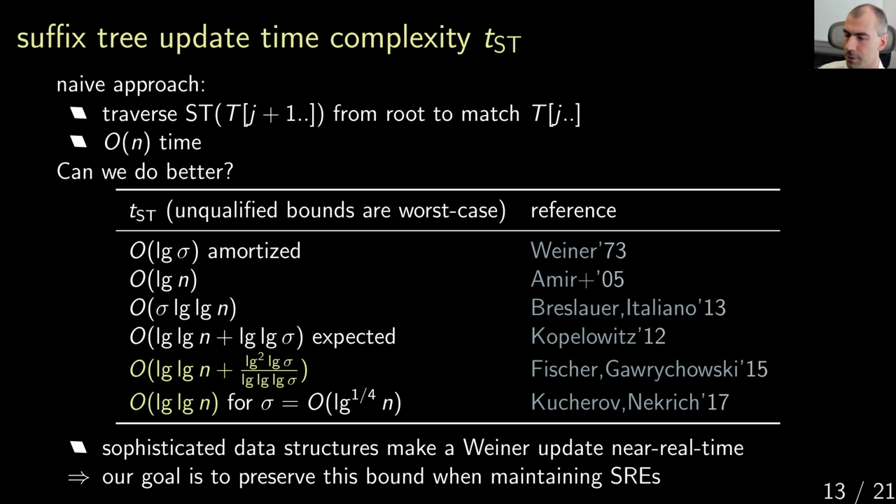So what we want to do is take one of these time bounds, because they work in near real time, and our goal is to maintain the SREs within that time complexity, to get order of TST time. So we need to figure out the connection between SREs and the suffix tree. What is known in the literature?